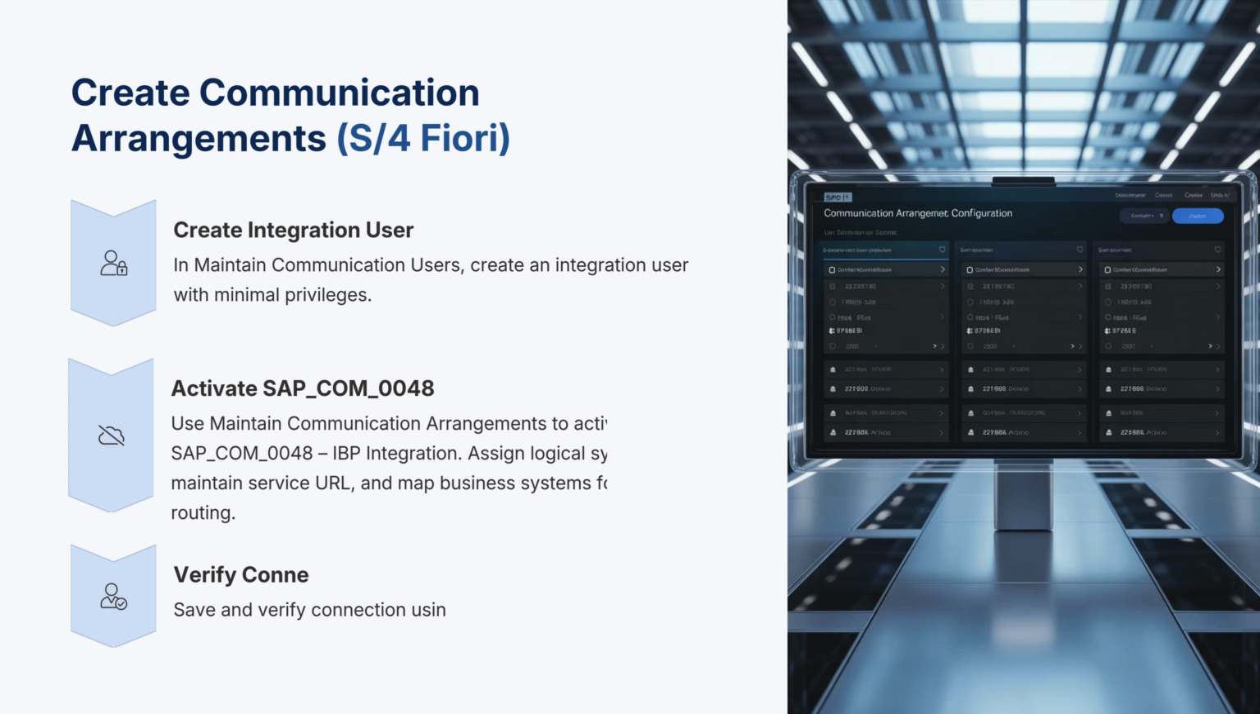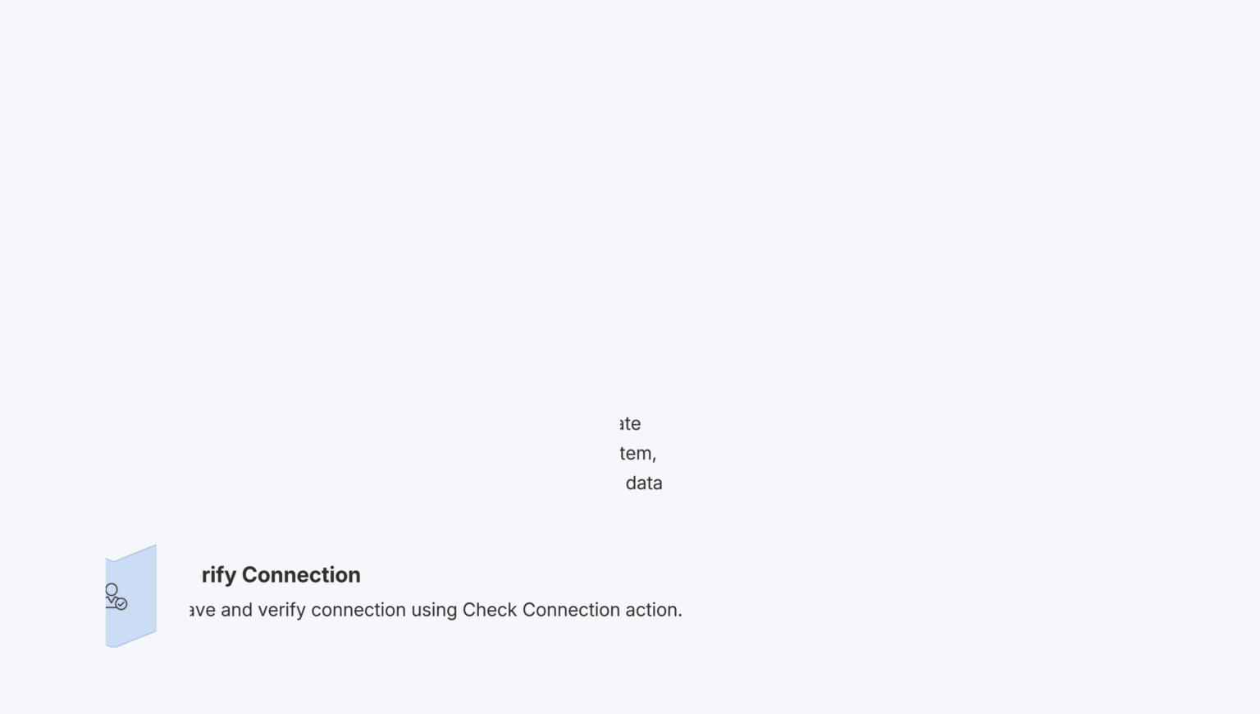Create communication arrangements, S4 Fiori. In the S4HANA Cloud Launchpad, go to Maintain Communication Users to create a new integration user with minimal privileges. Next, open Maintain Communication Arrangements, select SAP COM 0048 IBP integration, and assign the logical system. Define the service URL and map business systems so S4 knows where to push and pull data. Run Check Connection to verify the handshake succeeds.